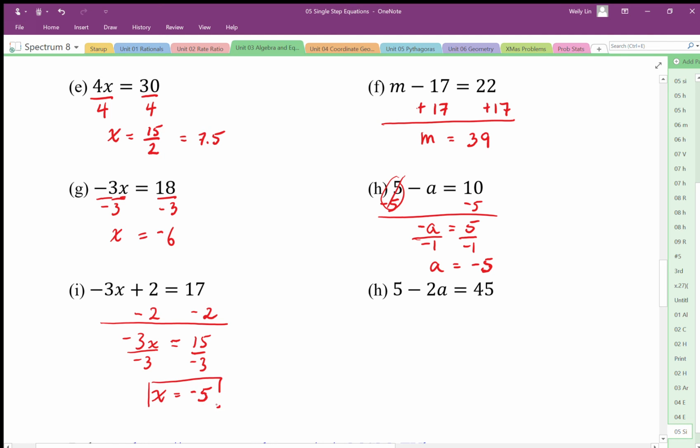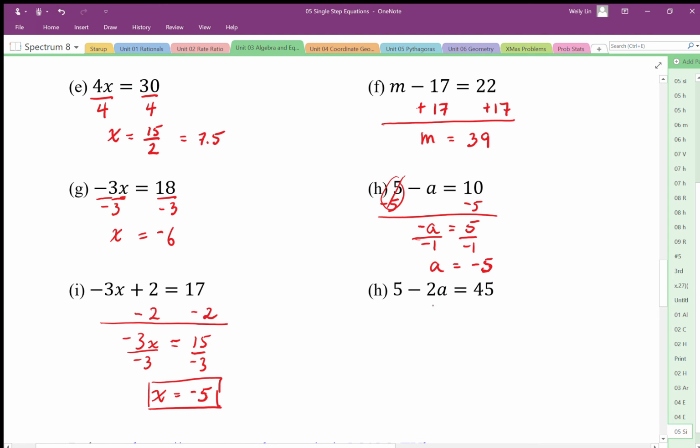Okay, now just double check that. Negative times negative is positive 15, plus 2 is positive 17. And I want to make sure that I do the opposite, the plus first, because if I do the divide first, technically I could, but then that means I have to divide everything by negative 3, which doesn't divide very nicely. So it's much easier to do it in the opposite order. So addition, subtraction first, multiplication last. And that way we're undoing BEDMAS.